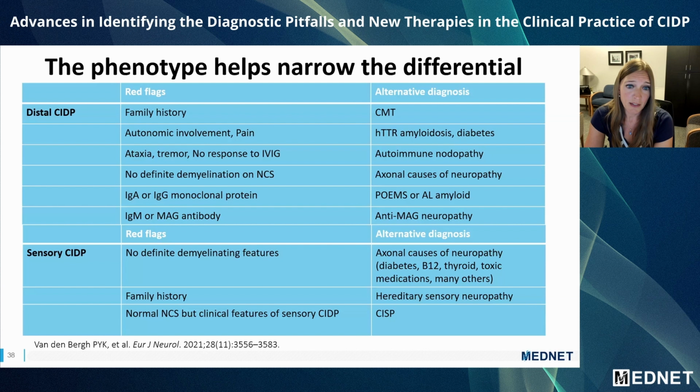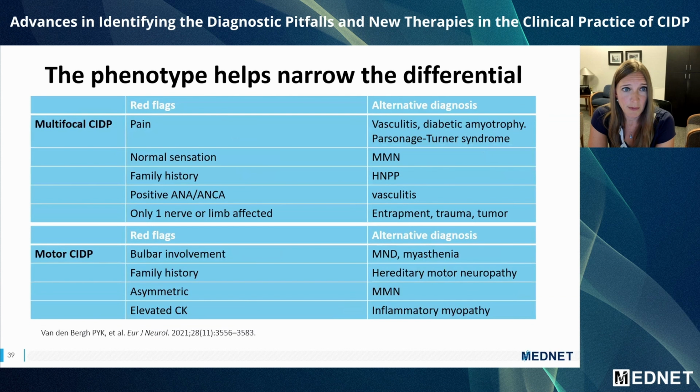And then sensory CIDP, just considering, that's a really tricky one. So you want to consider other causes too, because there could be a lot of things contributing to that as listed here, especially if there's not definitive demyelinating features. And looking for diabetes or B12 deficiency or other common causes of axonal neuropathy. Family history also to be considered. Rarely you run into an entity called CISP, but for the most part, those are the mimics there.